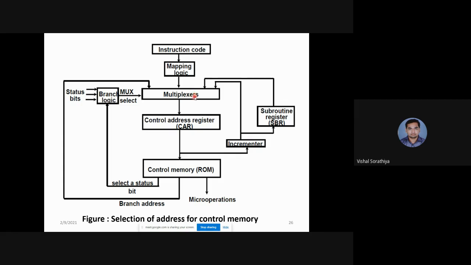As well as whatever the control memory we have, from that control memory, whatever the branch address is there, it might be possible that we need to increase it by 1 bit, and again it will go to the next multiplexer. Overall, you can consider the example like that.